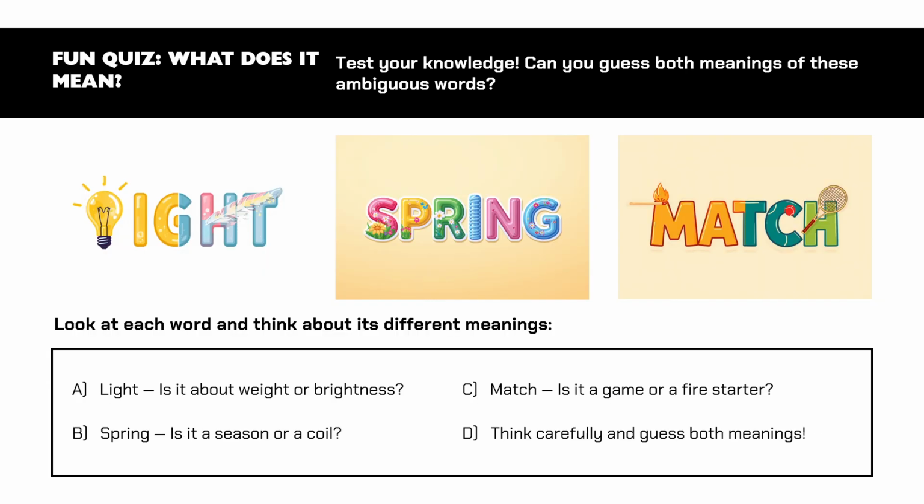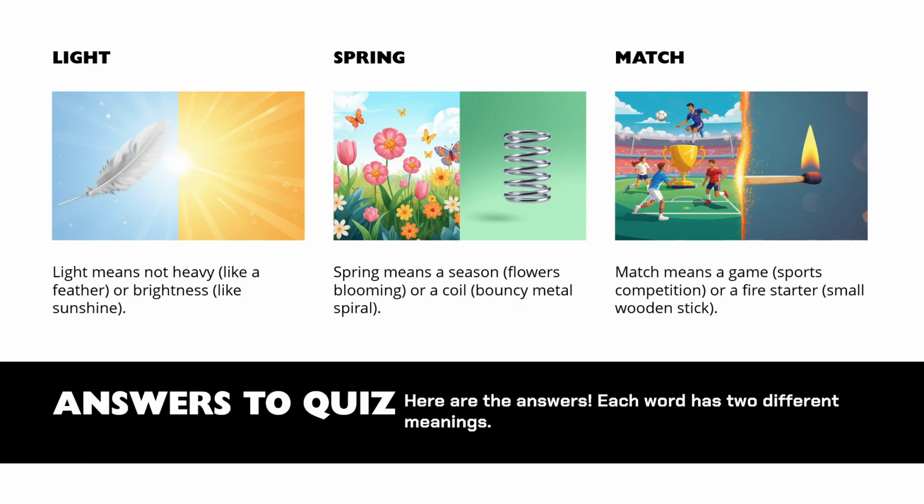Time for a fun quiz. What do these words mean? Light, spring, and match. Think about it. Can you guess their different meanings? Here are the answers. Light can mean not heavy, or it can mean brightness. Spring can mean the season or a coil that bounces. Match can mean a sports game or something that starts a fire.